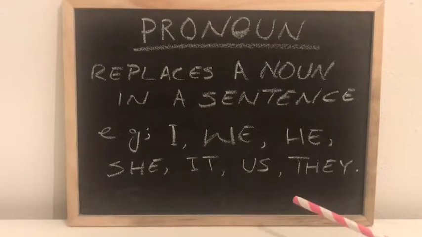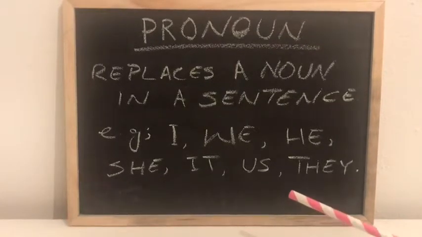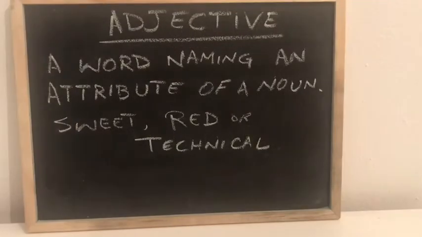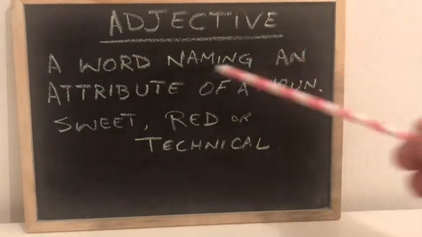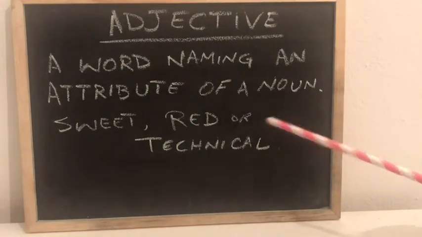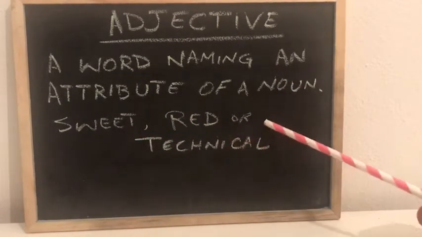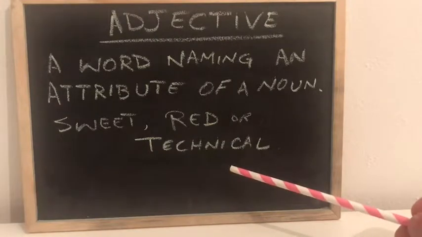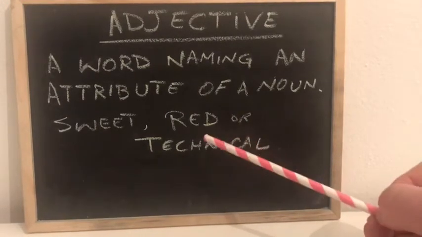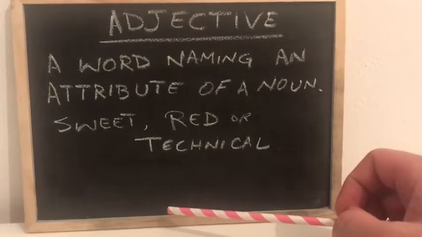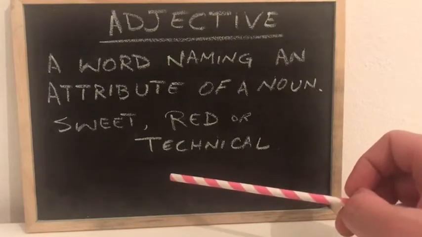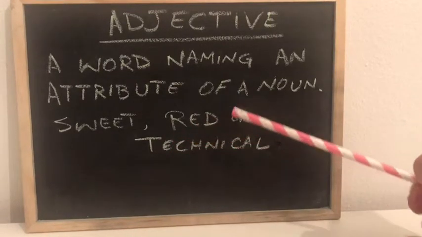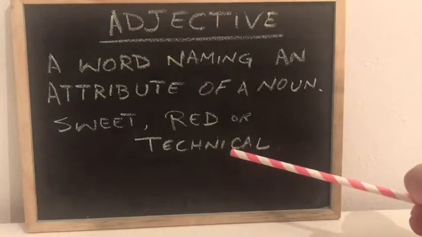Now we will move on to the next part of speech. The third part of speech is adjective. Adjective is a word naming an attribute of a noun, such as sweet, red, or technical. Adjectives are used to identify or quantify individual people and unique things. They are usually placed before the noun or pronoun that they modify.